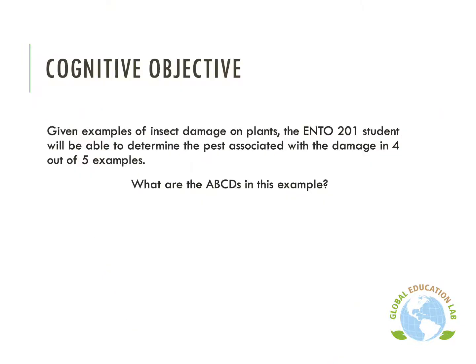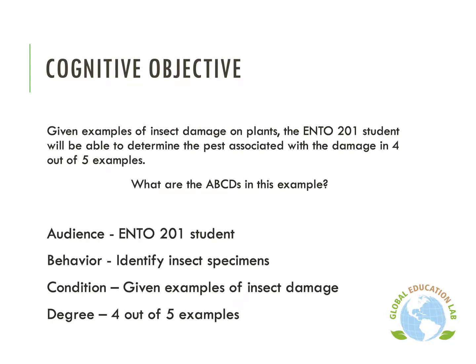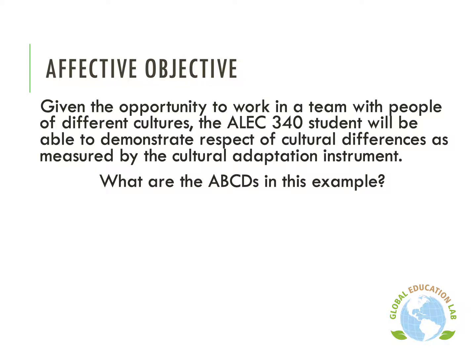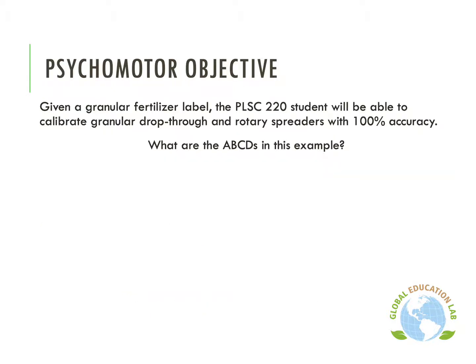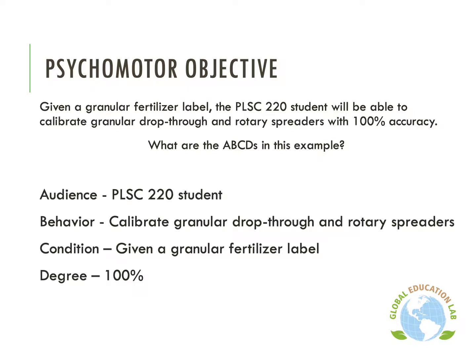Let's look at a simple example. Can you determine the 4 parts of a cognitive objective? Can you determine the 4 parts of an affective objective? Can you determine the 4 parts of a psychomotor objective? Now try this with the topic you plan to develop for the Global Thinking Academy.